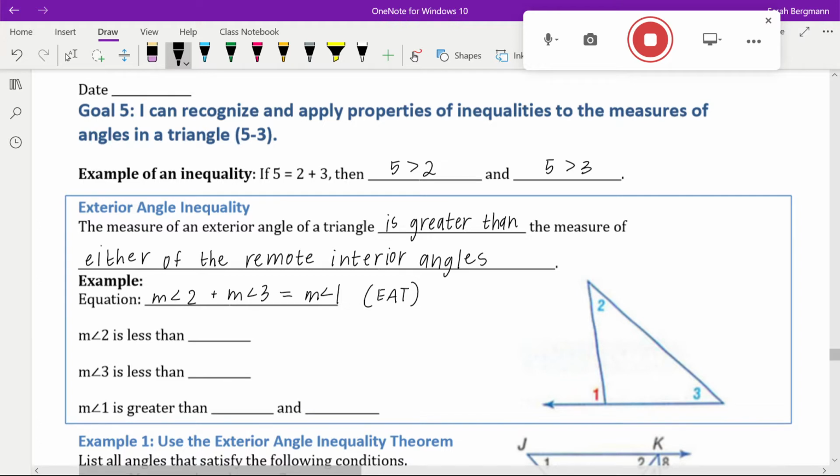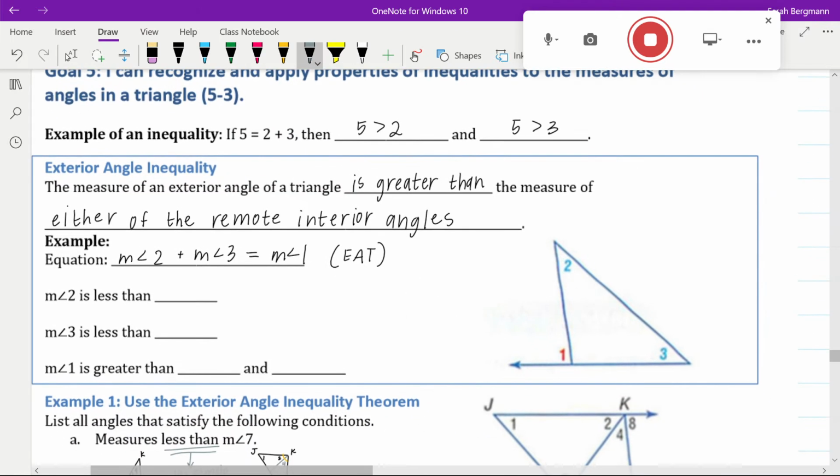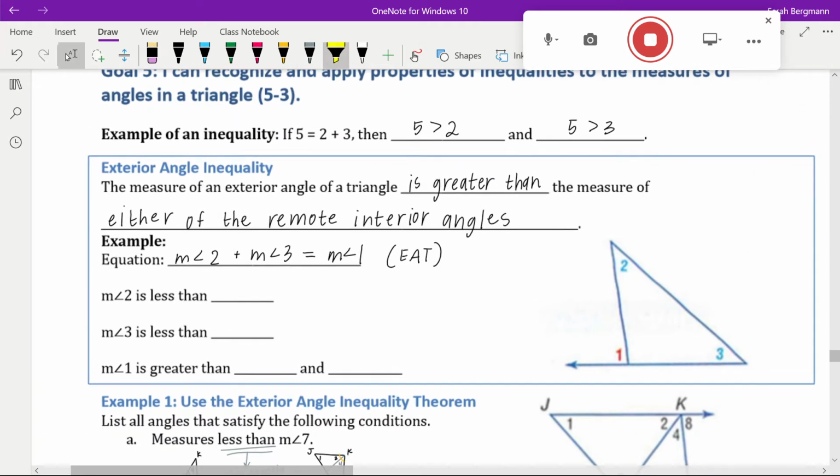Just so you know, an example of an inequality is like if 5 equals 2 plus 3, then I know 5 by itself must be greater than 2 by itself, because 2 and 3 together make 5. So 2 by itself has to be less than 5. Similarly, 3 by itself has to be less than 5. This will probably help you understand the exterior angle inequality theorem.